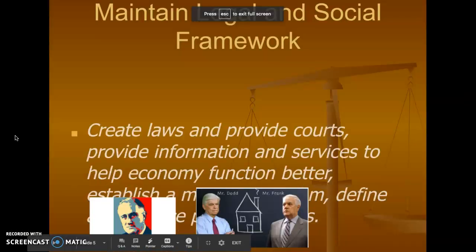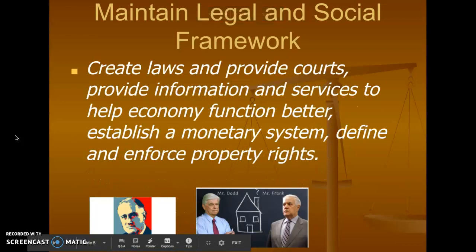Anyways, as we were saying, the government is going to provide this structure. They're going to provide some rules so that businesses know what they can do and what they can't do. They're going to provide some framework so that people have an understanding of how to operate.